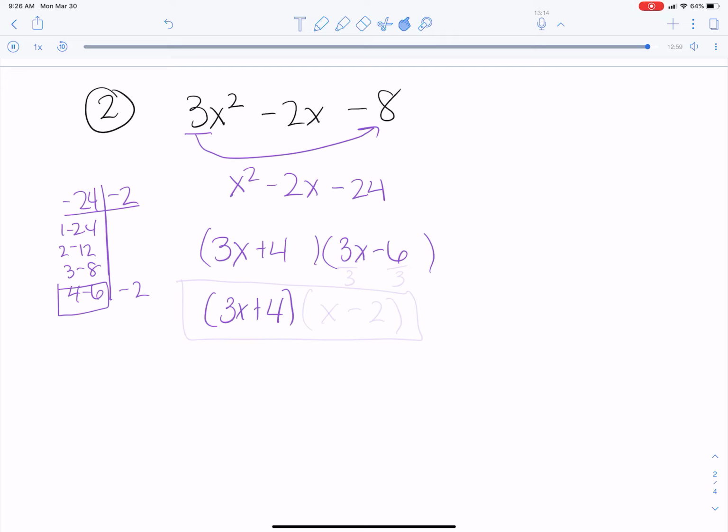Now if you look at 3x minus 6, well, 3 and 6, they both can be divided by 3. So I'm going to reduce that factor to x minus 2. And that is our factored form.